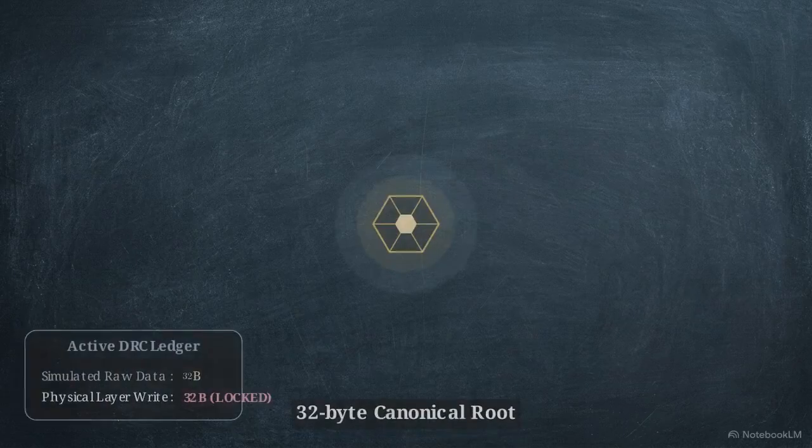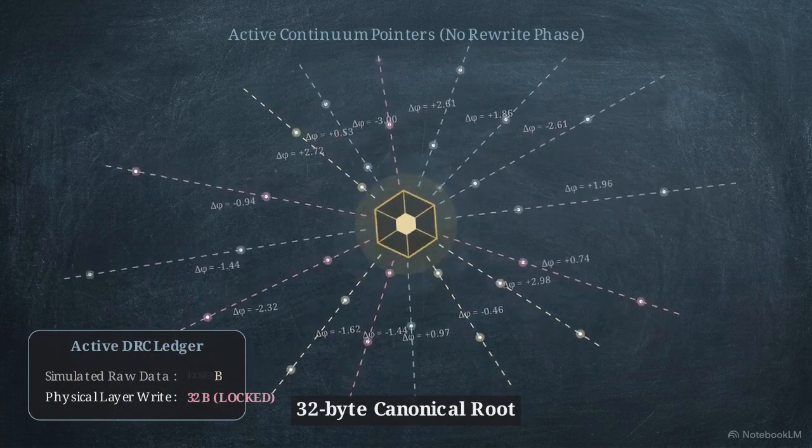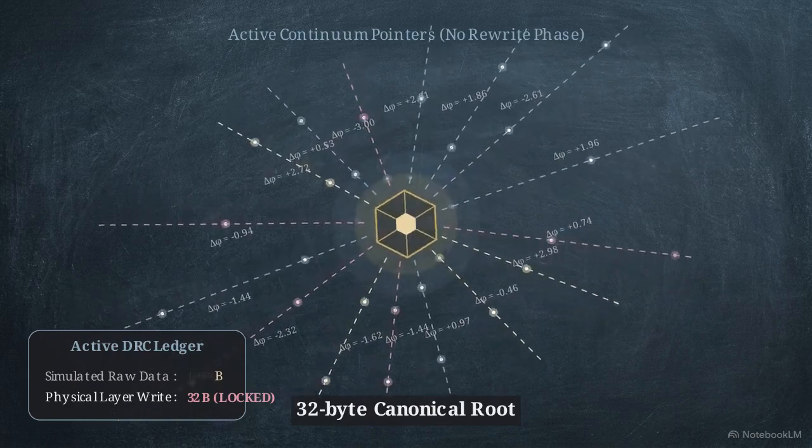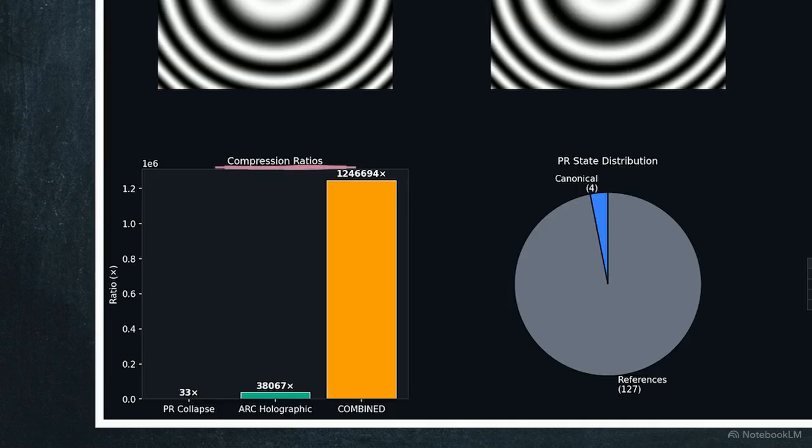Subsequent data identified as a continuation is never rewritten. It is simply mapped as a phase-shifted pointer back to this 32-byte canonical root. These layers achieve extreme density because Layer A isolates only the bedrock canonical states. This bar chart details the compound effect of the system's architecture. The initial 33 times reduction is generated by Layer A's persistence engine. The secondary 38,067 times reduction is achieved by the holographic layers through angular resonance.